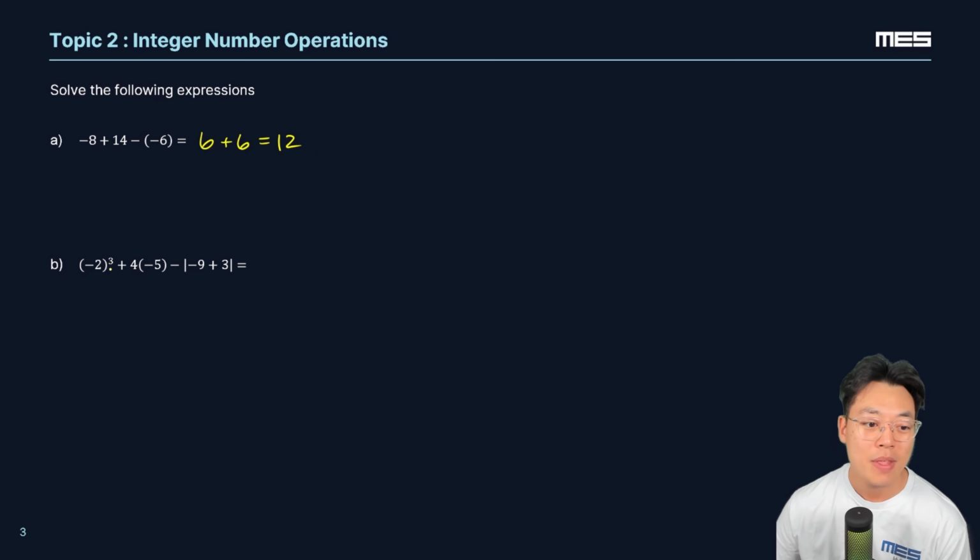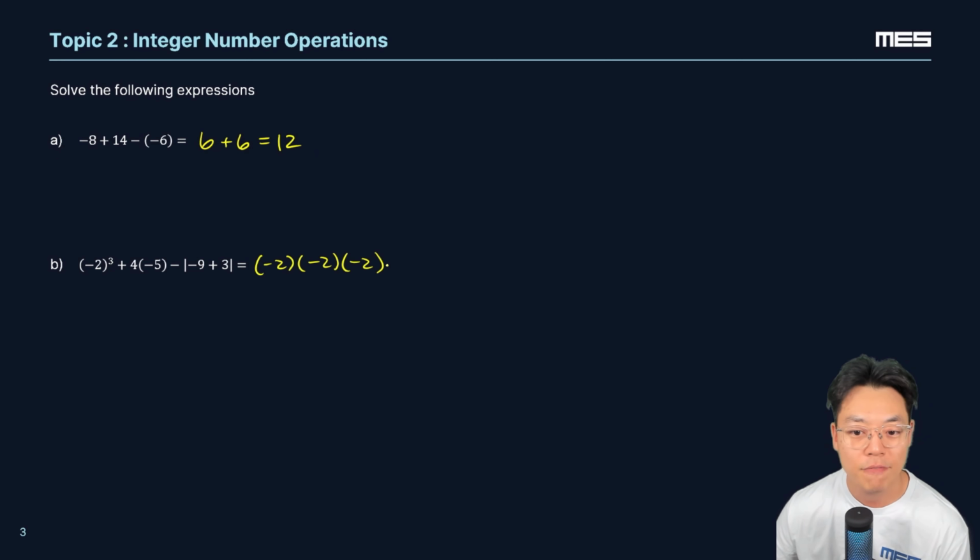-2 cubed. That means -2 times -2 times -2. Let's rewrite it just so we can fill in some gaps here. Plus 4 times -5, that's -20. Minus, we have an absolute value here, so let's solve everything within the absolute value first. -9 plus 3 is -6. -2 times -2 is +4, times the -2 is -8, minus the 20.